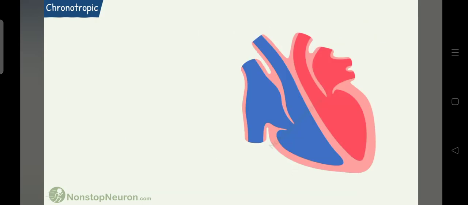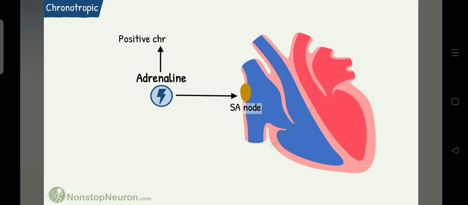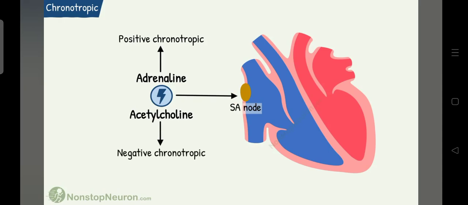Now, we know that heart rate is controlled by the SA node, the pacemaker of the heart. So the factors affecting heart rate act through the SA node. For example, adrenaline speeds up the SA node and thereby increases the heart rate. So it is called a positive chronotropic agent. On the other hand, acetylcholine slows down the SA node. So it decreases heart rate. Or in other words, it produces negative chronotropic action. So these were chronotropic actions.